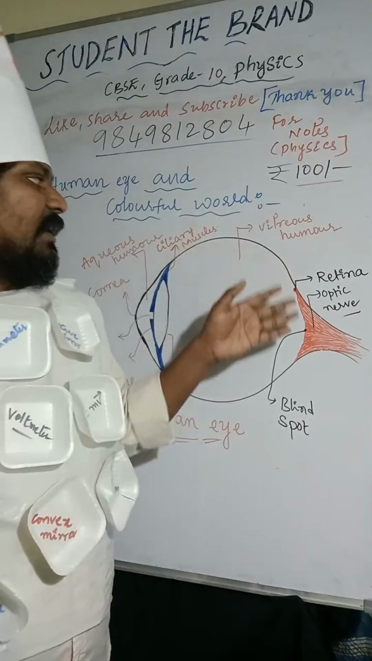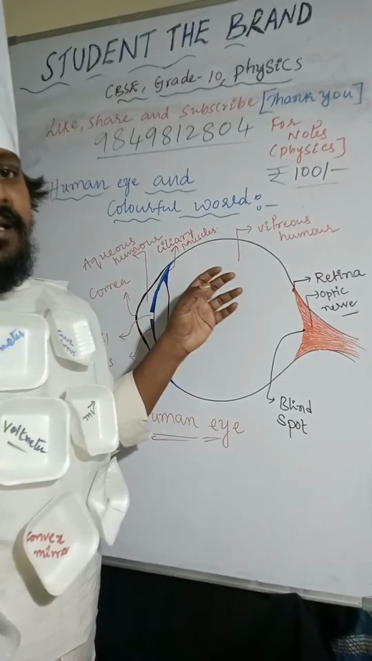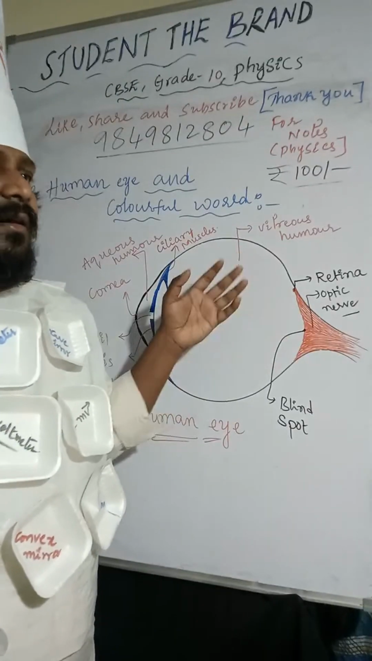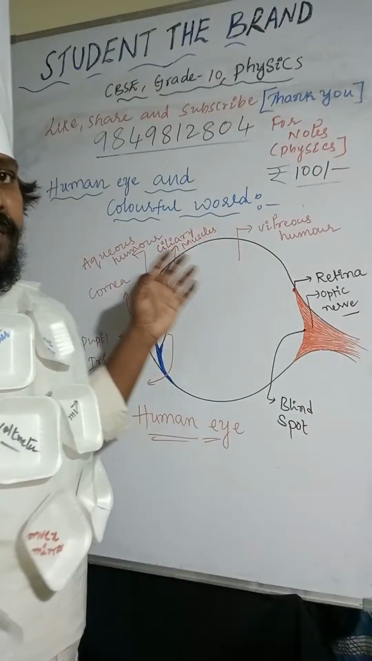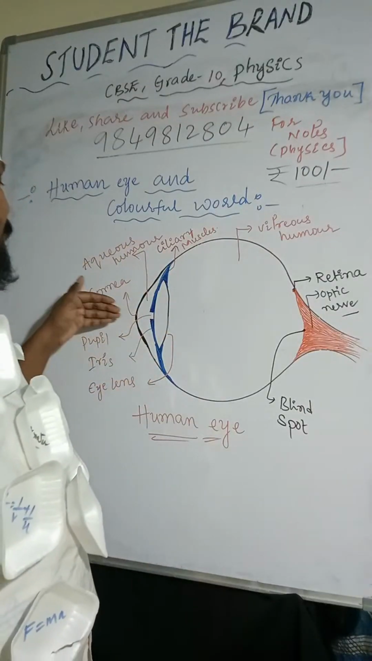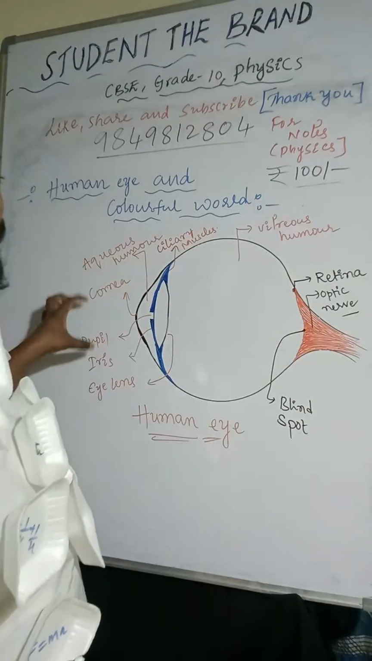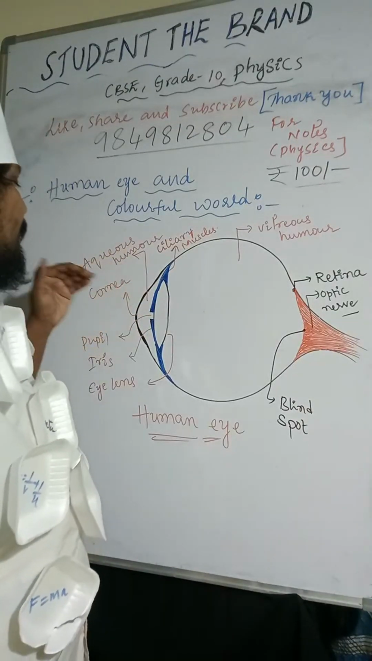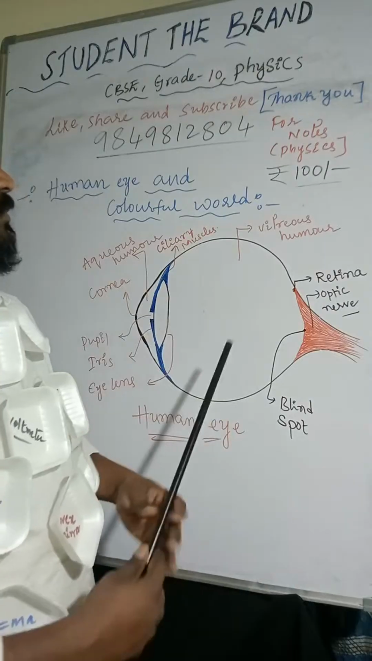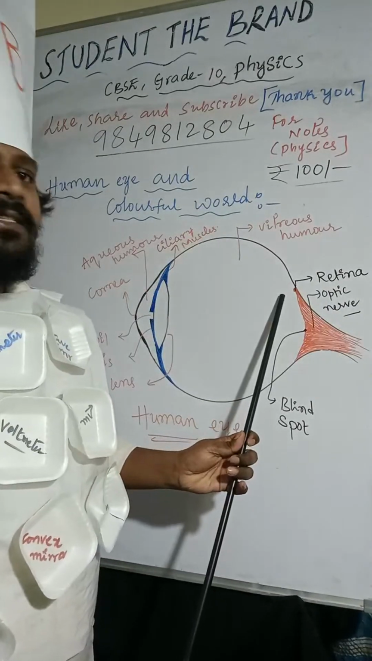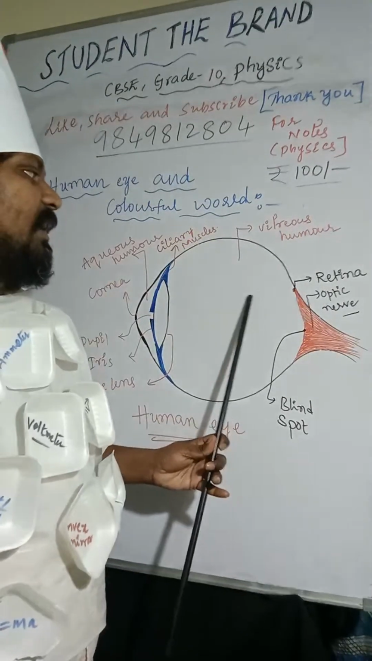And coming to the retina, it is a light-sensitive screen where light rays will meet. Whenever light rays are coming through, the pupil regulates and controls the amount of light entering into the eye. So the retina is the light-sensitive screen where most of the light rays meet.